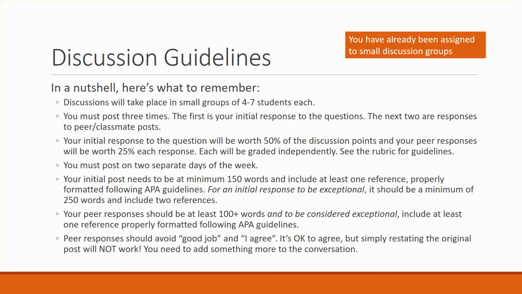Your peer responses should be at least 100 words, and to be considered exceptional should have 1 properly formatted APA reference. Okay, so you want to have at least 1 citation reference with your peer responses. And again, I cannot stress this enough. It's okay to say I agree, but you may not simply restate what somebody else already said.